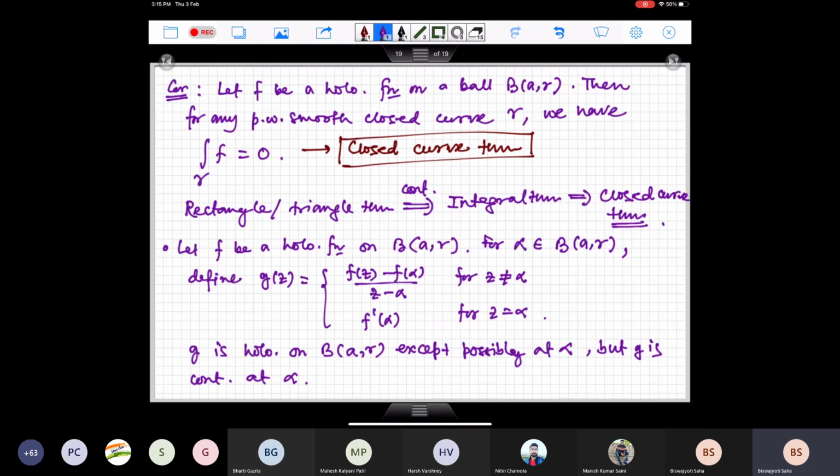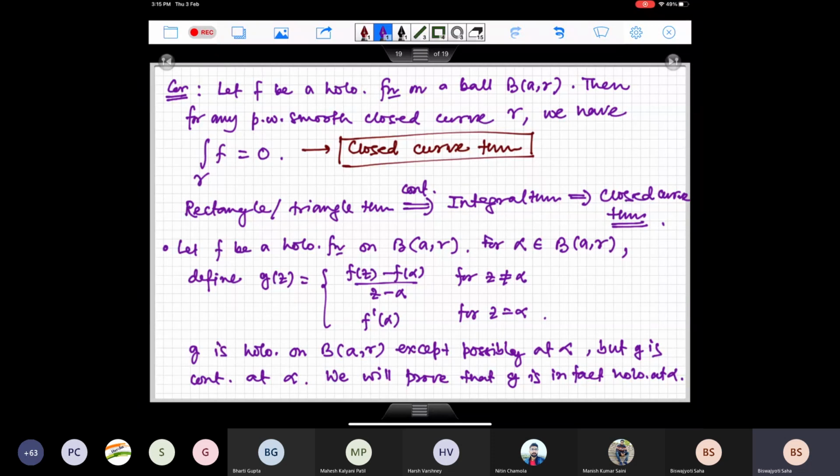Okay. Eventually, what I would like to show is that I have written that this is holomorphic on the ball except possibly at alpha. So I'm going to remove that. Eventually I'm going to show that g will actually be holomorphic at alpha as well. This is important for our context, and you will see why. So we will prove that g is in fact holomorphic at alpha.